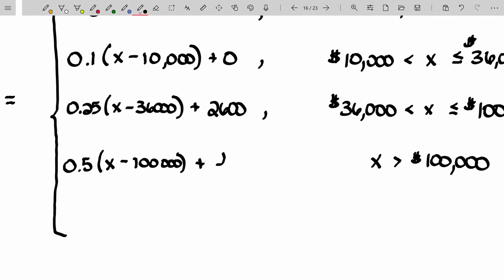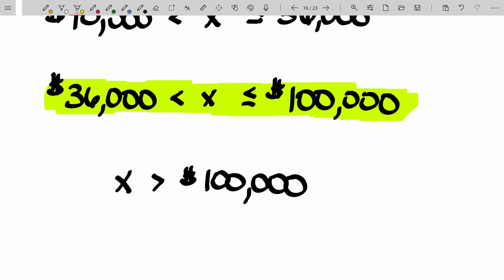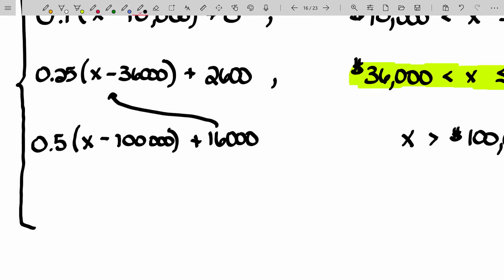Plus, we need to include all the money that we paid at 25%. And we paid 25% of the $64,000 we earned in that category. So again, we earned $64,000 while being in the 25% tax bracket. So we need to compute what is 25% of $64,000. And that is $16,000. But that is only what we paid while we were in the 25% tax bracket. We still have to include the $2,600 that we paid while we were in the 10% tax bracket.